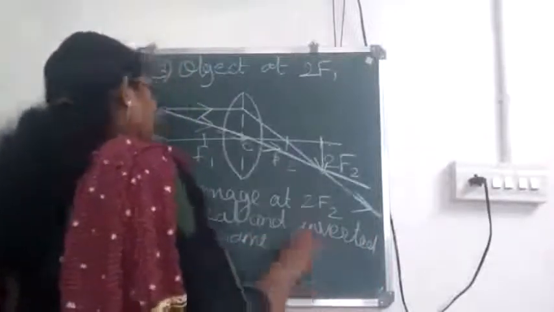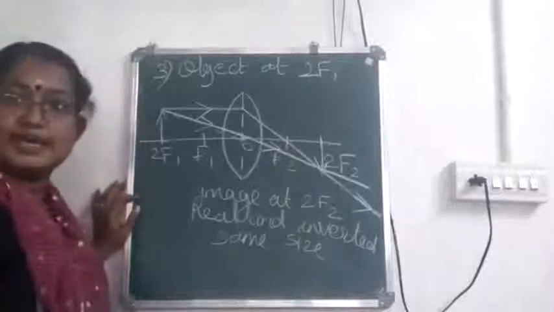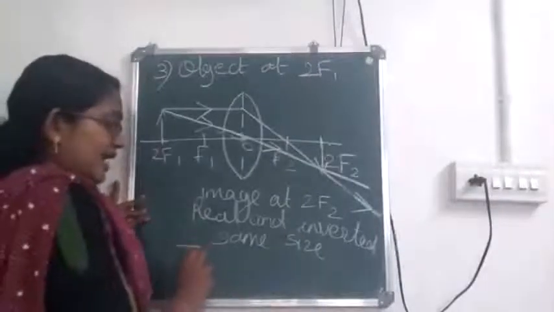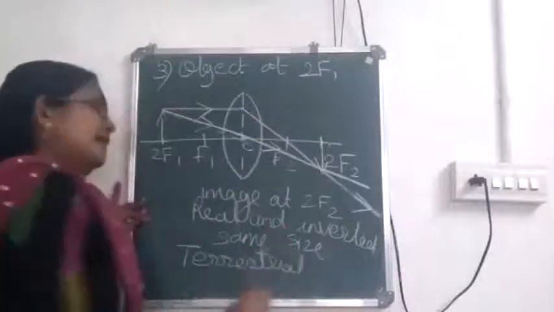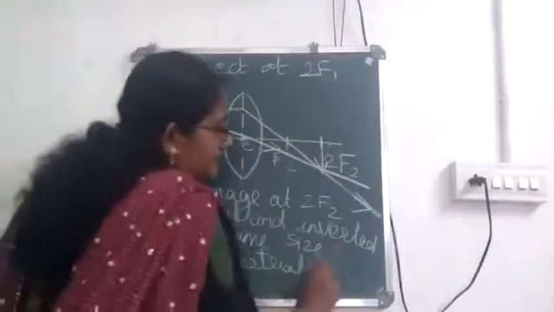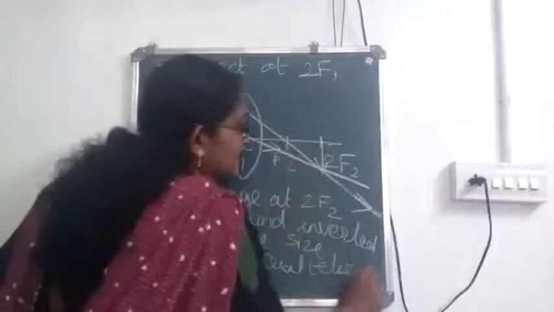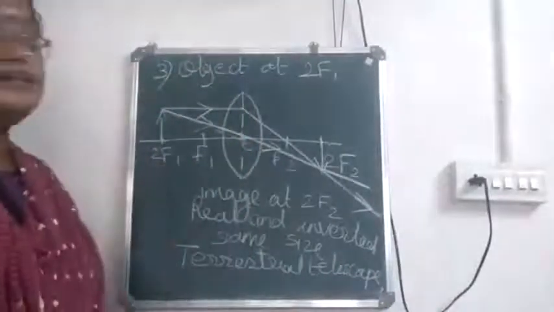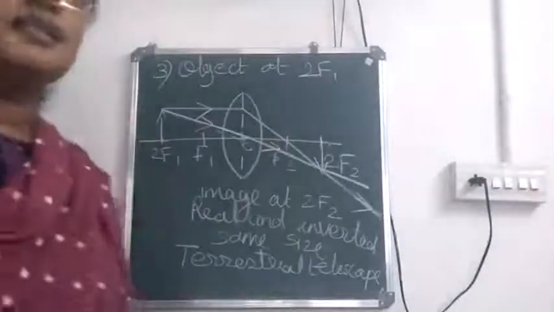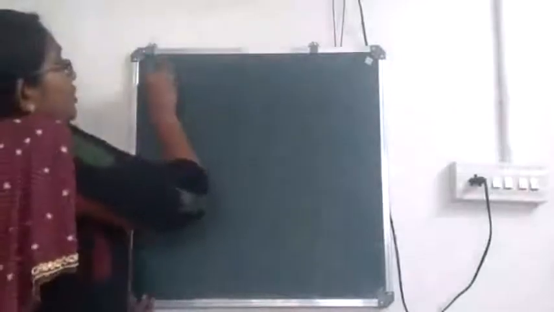Okay. Now the next thing is about its application. It is used in a terrestrial telescope. Terrestrial telescope. So please study the application. It's used in a terrestrial telescope. So this is our third one. Now we will move to the fourth one.